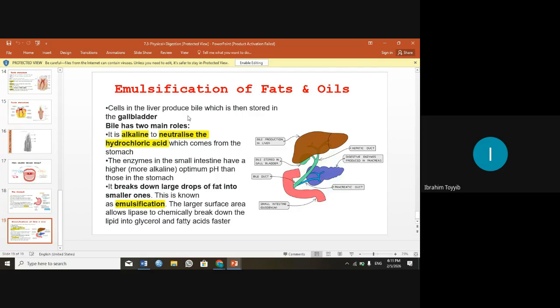Now look at emulsification of fat and oil. The cells in the liver produce bile, which then goes to the small gallbladder and is stored in the gallbladder. So note these two main roles of bile. The first, the major role of bile, is the emulsification of fat. It emulsifies fat, that is, it breaks down fat into smaller particles. And the second one is that bile is alkaline. It contains an alkaline medium that helps to neutralize the hydrochloric acid which comes from the stomach before it enters the duodenum, the first part of the small intestine.